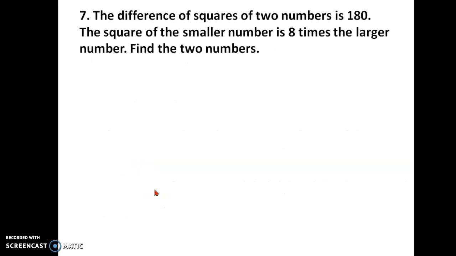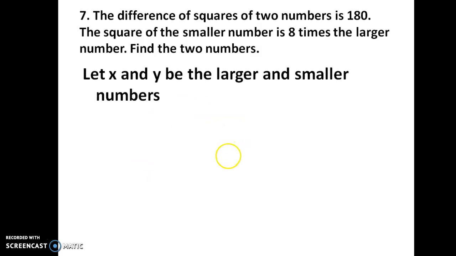Okay. Seventh problem. The difference of squares of two numbers is 180. The square of the smaller number is 8 times the larger number. Find the two numbers. So two pieces of data are given. One is the difference of the squares of two numbers is 180. Okay, so let's take these as x and y. So in order to avoid confusion, we are taking x and y.